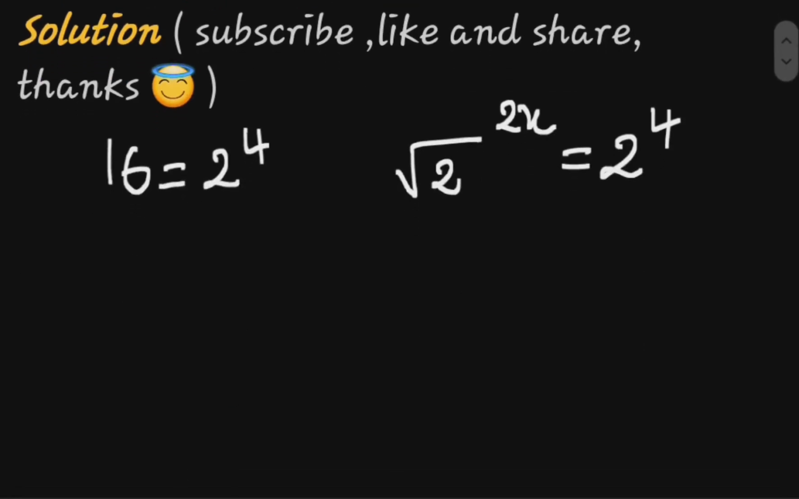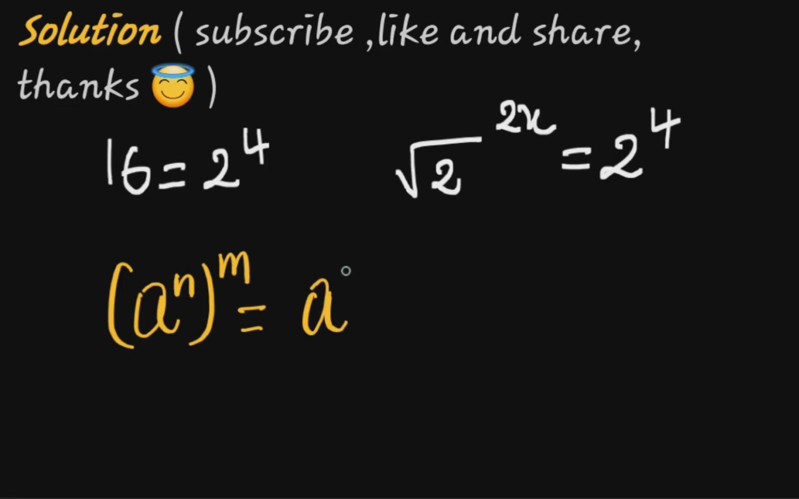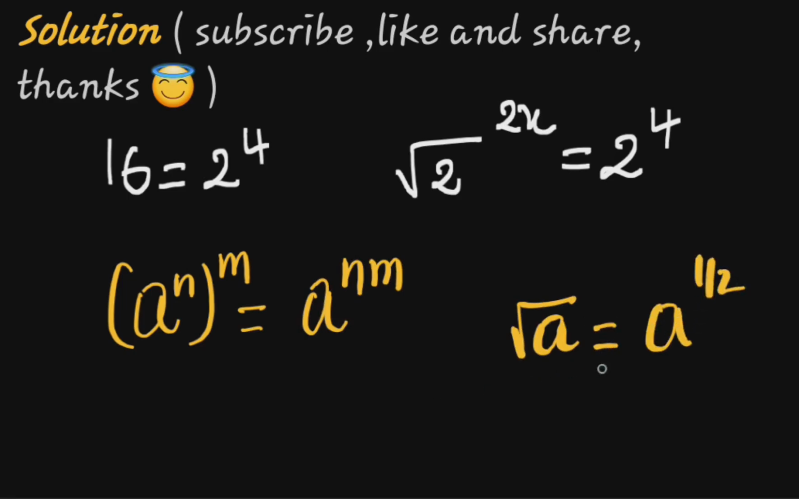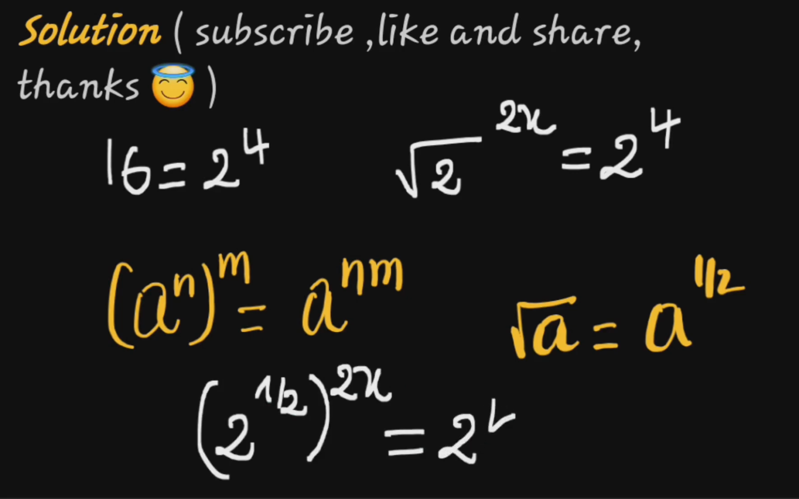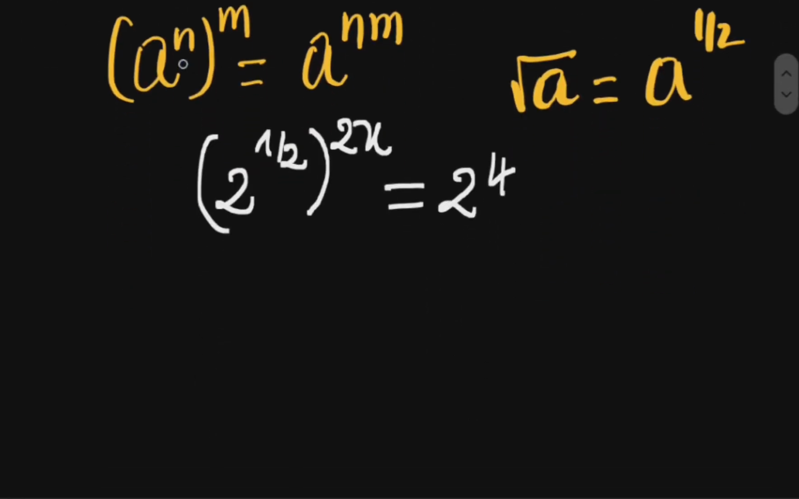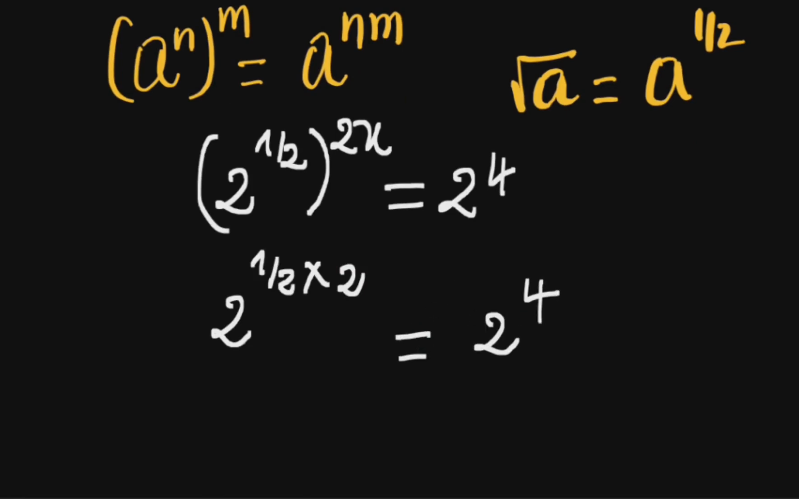Okay, we also know that (a to the power n) all to the power m is equal to a to the power n times m, and that the square root of a is equal to a to the power half. So I'm going to apply this here, and I'll have (2 to the power half) all to the power 2x equal to 2 to the power 4. Okay, now using this other formula, I'll have 2 to the power half times 2x equal to 2 to the power 4.